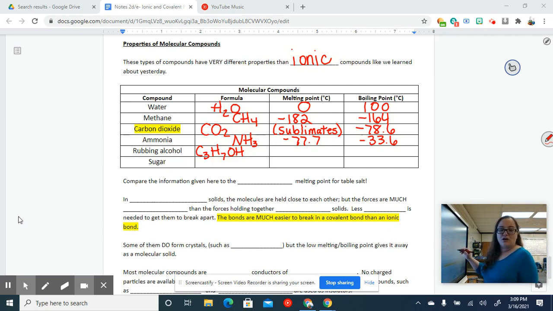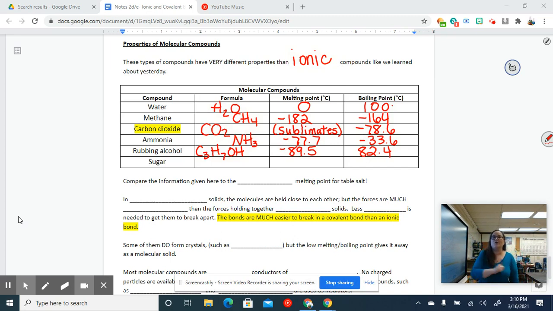Now, rubbing alcohol goes from a solid to a liquid at negative 89.5 degrees Celsius. But you know it's liquid at room temperature. So it's a liquid at room temperature, but at what point does it boil? What's your guess? Do you think it gets all the way up to 100 like water? Yeah, it's a good guess. No, it doesn't. It boils at 82.4 degrees Celsius. The problem is, as soon as you start boiling it, if there's an open flame, what's going to happen to your fumes? Right, so boiling rubbing alcohol is not recommended.